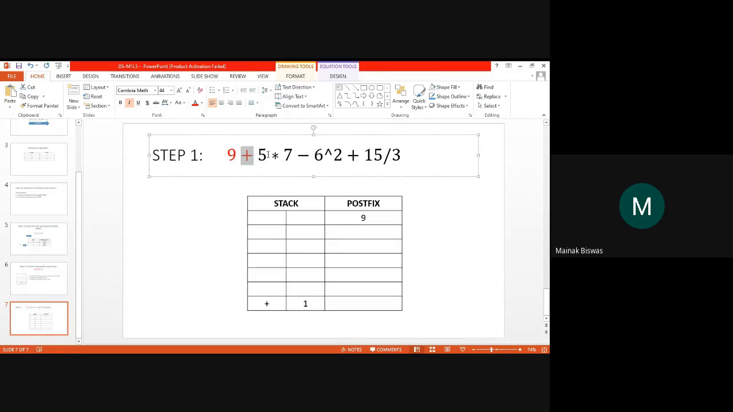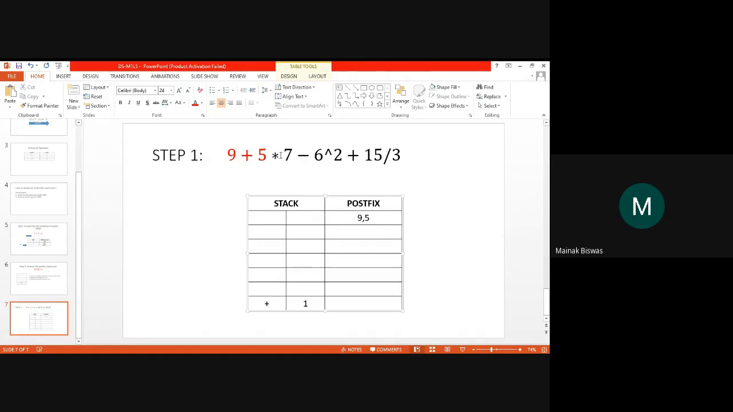Then the expression that we get is 5. So 5 is appended to the postfix expression. If we get an operand, we append it to the postfix expression.